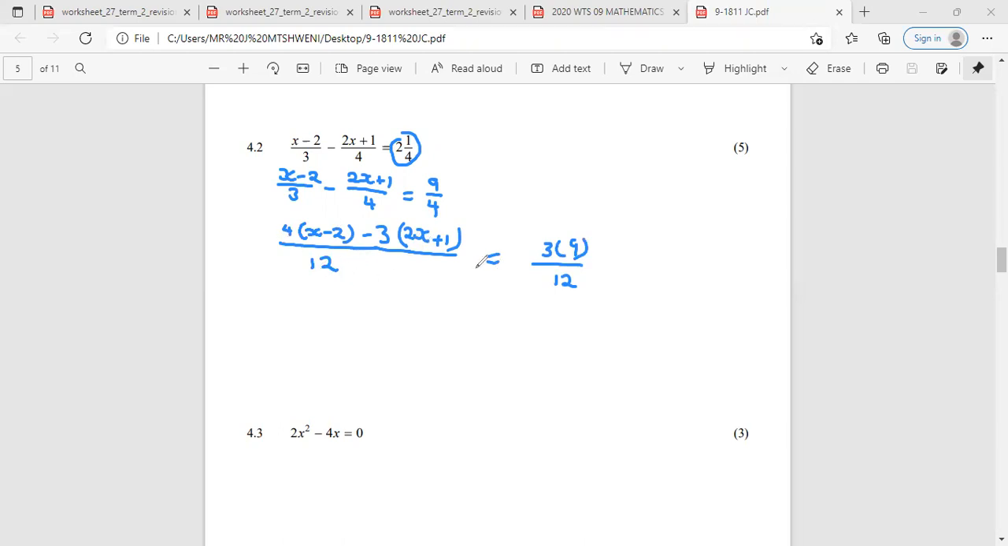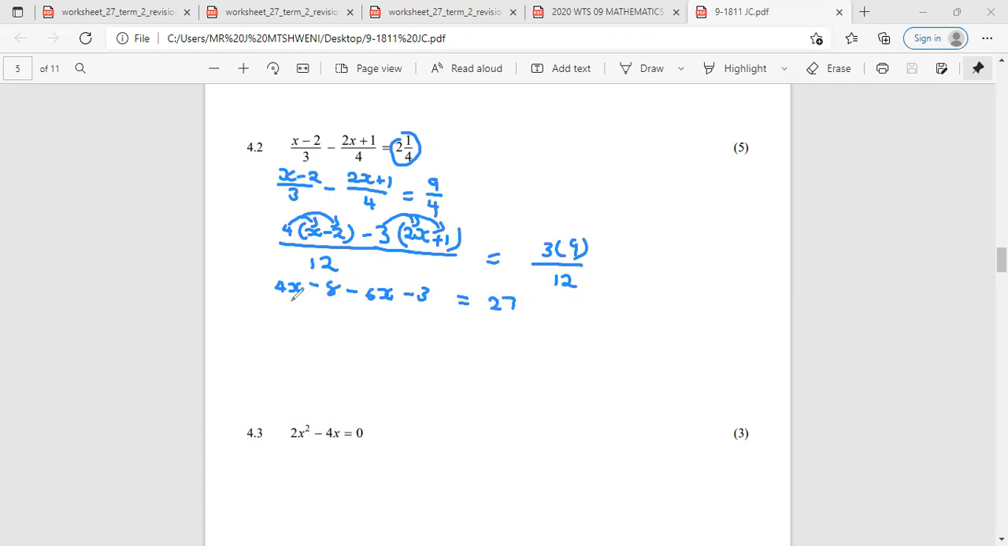The next step, I multiply out the brackets. 4 times x, what do I get? 4x. 4 times -2, I get -8. -3 times 2x, I get -6x. -3 times 1, it's going to be -3, equals. Then what is 9 times 3? You get 27.